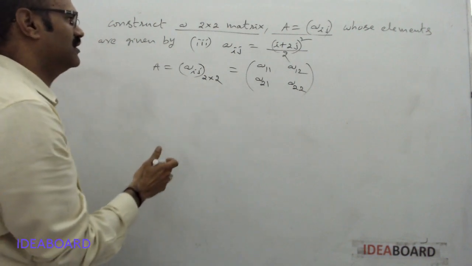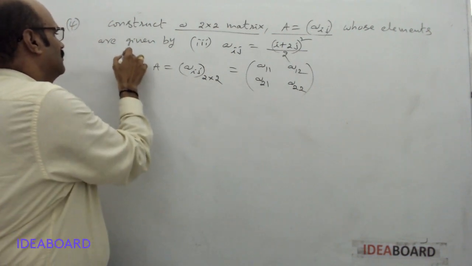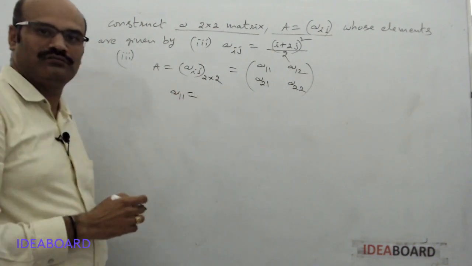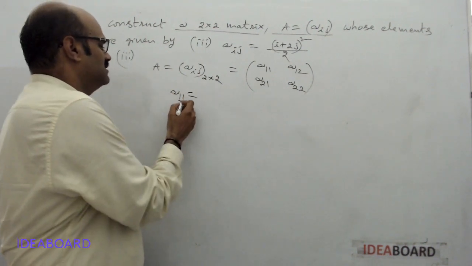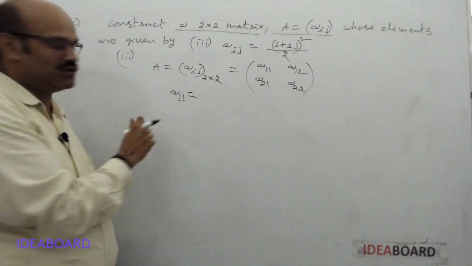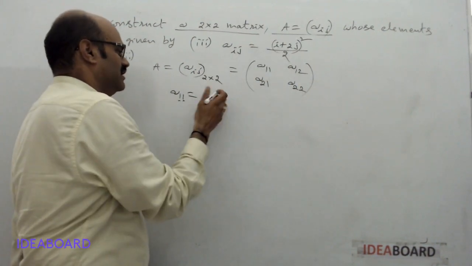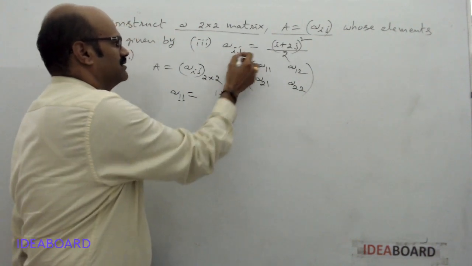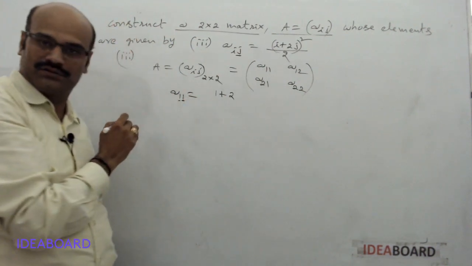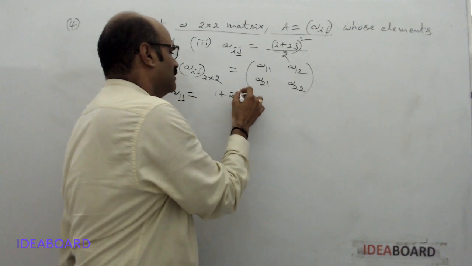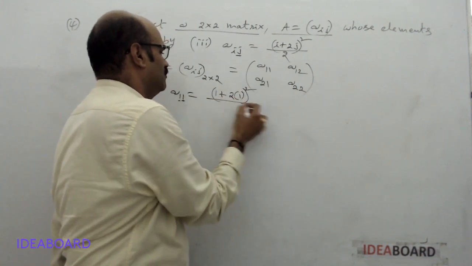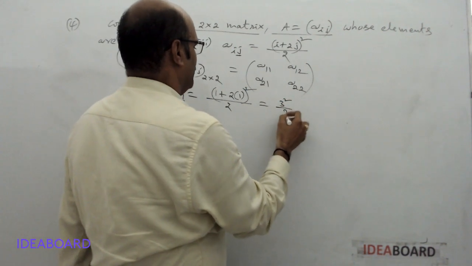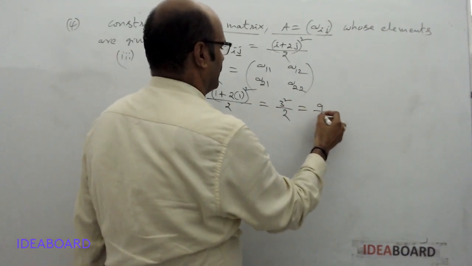So here A11 equal to, here this is i, this is j. So i plus, i equal to 1 here, 1 plus 2 into j. j equal to what you have here? 1. So (1 plus 2 into 1) whole square by 2. It implies (1 plus 2), 3 square by 2 equal to 9 by 2.